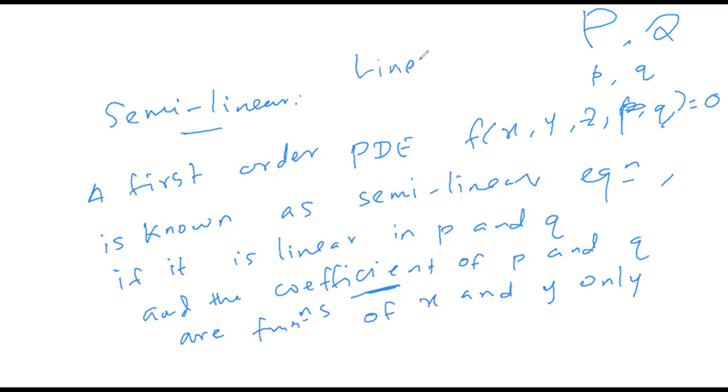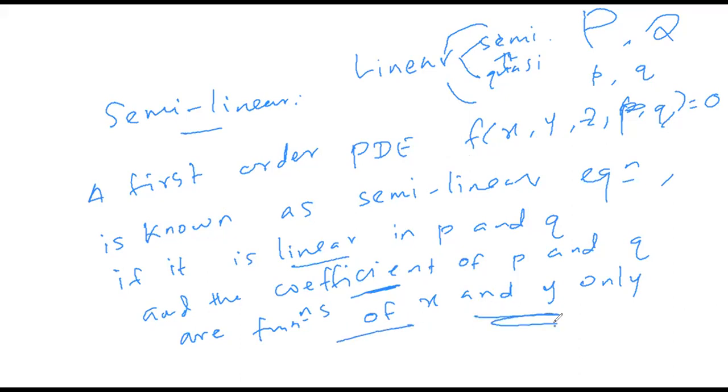We are dividing into linear only, semi-linear and quasi-linear. So it should obey the procedure of linear already. Then there's a small difference. With these two, it is also linear, but with small differences. So the first order PDE is known as a semi-linear equation if it is linear in p and q, and the coefficients of p and q are functions of x and y only. We can see the difference from the quasi also.